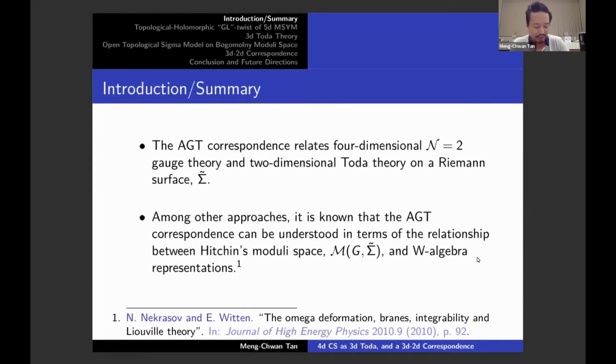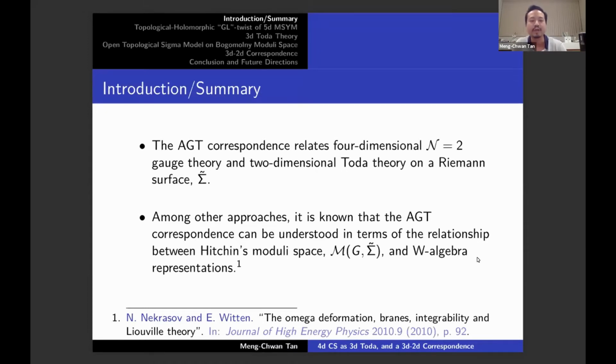So just as an introduction and in some sense a motivation of why we want to study this. If you look at the AGT correspondence, this is a very well-known correspondence. It's been around for 11 years now, I think, 2009 to now. Essentially it relates 4-dimensional N=2 gauge theory, in its initial incarnation, the Nekrasov partition function of N=2 gauge theory, and conformal blocks of Toda theory. Generically, it relates 4-dimensional N=2 gauge theory and 2-dimensional Toda theory on the Riemann surface sigma tilde.